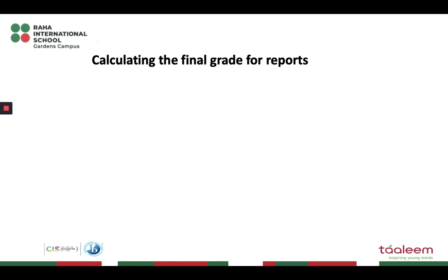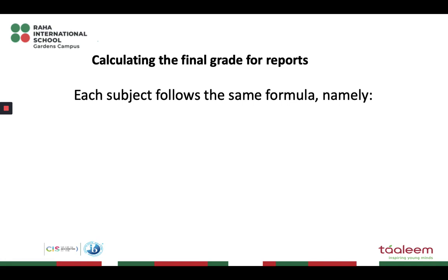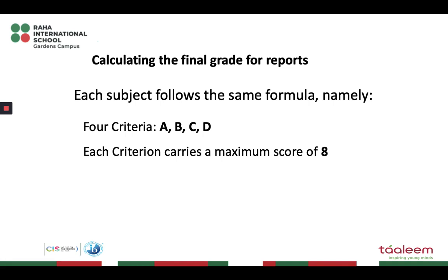How are final report grades calculated? Okay, so here we go. So based on that little video you saw as well, each subject group has their A, B, C, D. Each criterion scores a maximum of 8, so 8 times 4 is 32. For each subject in the report, it's out of 32.